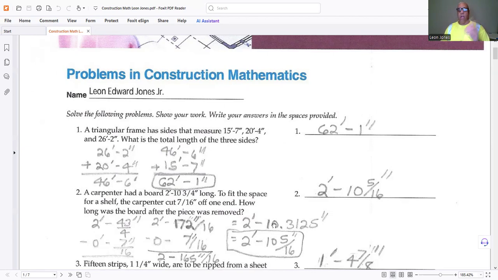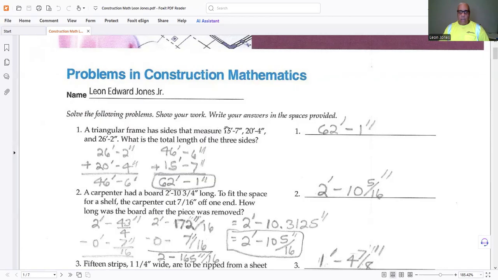Now, for number one, a triangular frame has three sides that measure 15 feet 7 inches, 20 feet 4 inches, and 26 feet 2 inches. What is the total length of the sides? Now, how I did it, I'm an engineer, so I generally do not use inches. I use tenths of a foot. But for this problem, I use inches.